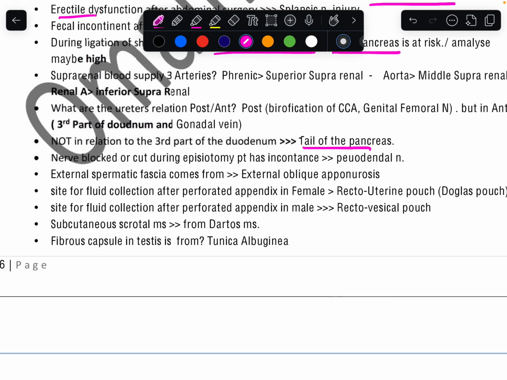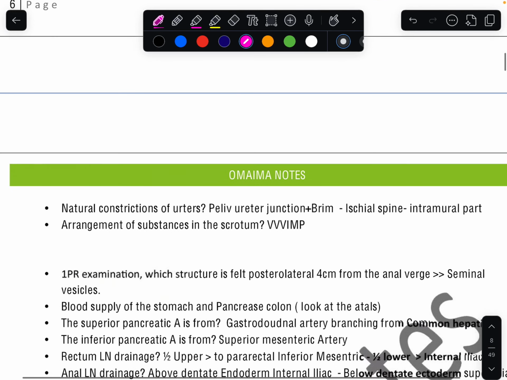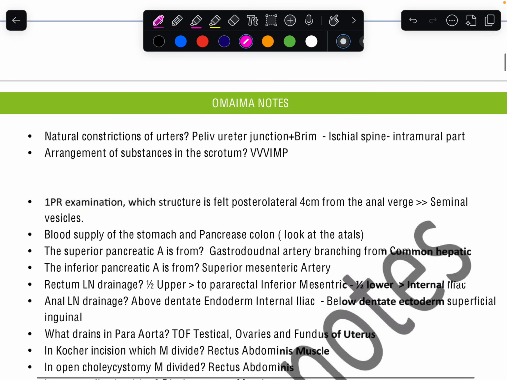Nerve blocked or cut at episiotomy, pudendal nerve. External spermatic fascia comes from the external oblique aponeurosis. Site of fluid collection in perforated appendix, rectovesical pouch. Scrotal layers: subcutaneous layer of scrotum is dartos. Fibrous capsule is tunica albuginea. Natural constrictions of ureter: pelviureteric junction, pelvic brim, and intramural part. Very very important.